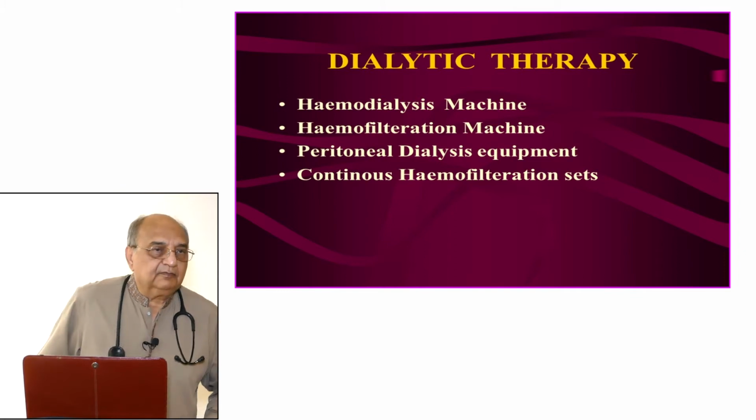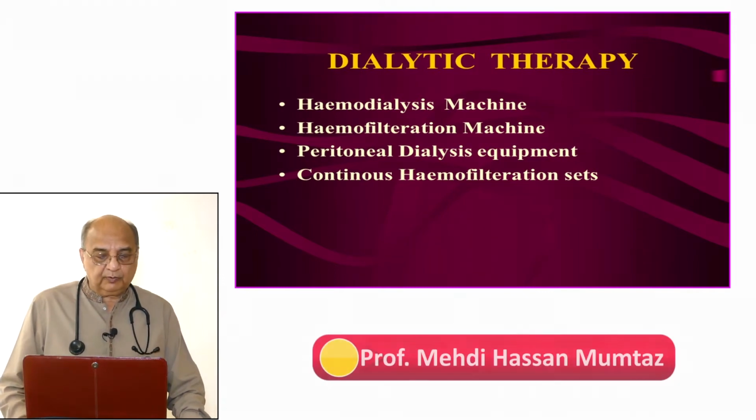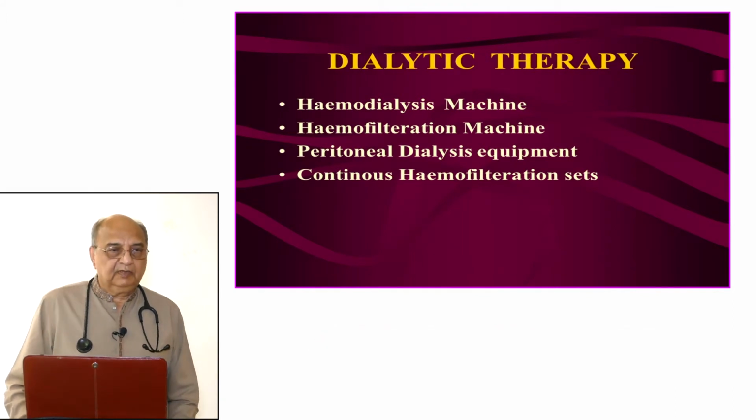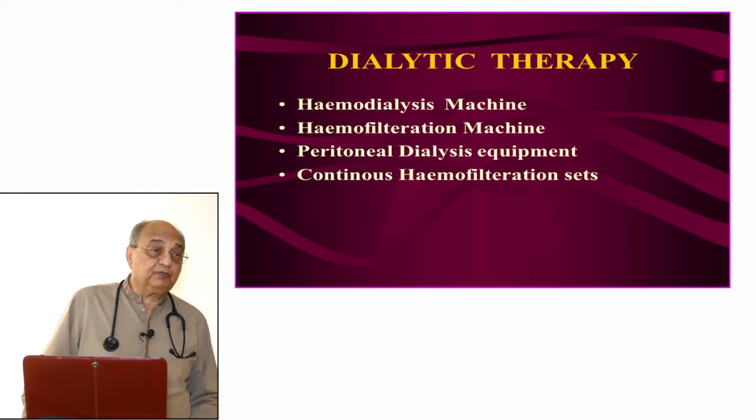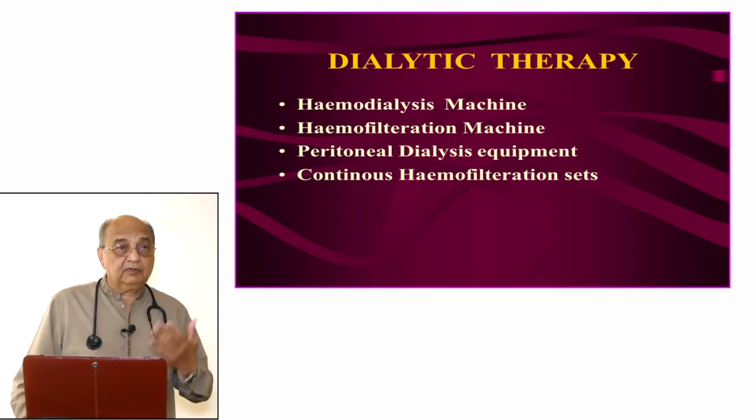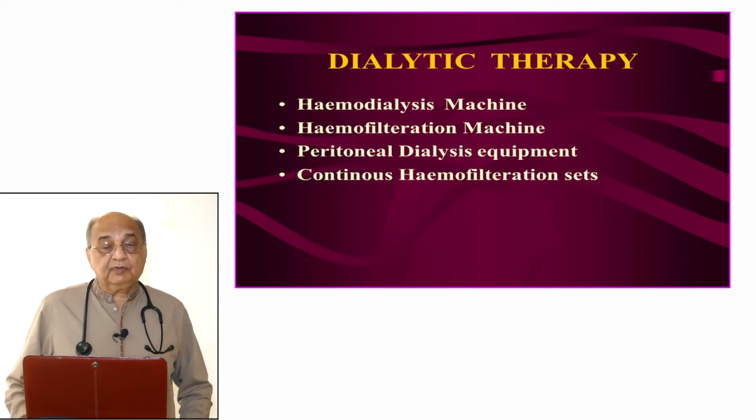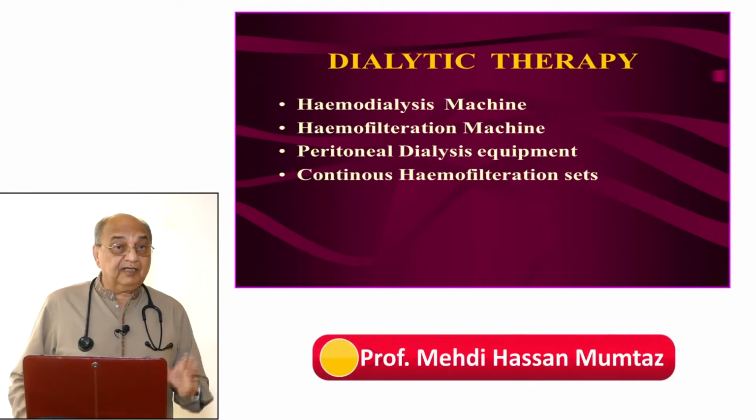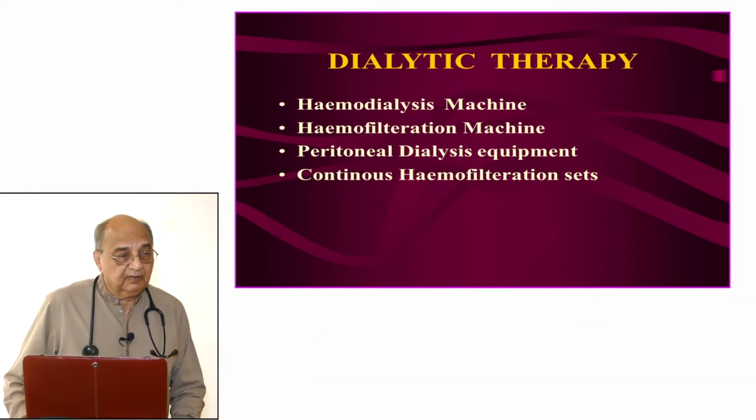Then dialytic therapy. In dialytic therapy, you have a hemodialysis machine, hemofiltration machines, peritoneal dialysis machine, then continuous hemofiltration sets should be present there. So, hemodialysis machines are not required in ICU if you have hemofiltration machines there, because on a 24-hour basis, it's a low flow. You are dialyzing the patient for 24 hours. What you dialyze in 4 hours should be done over 24 hours, because these patients are hemodynamically unstable. You cannot put them on the dialysis machines.